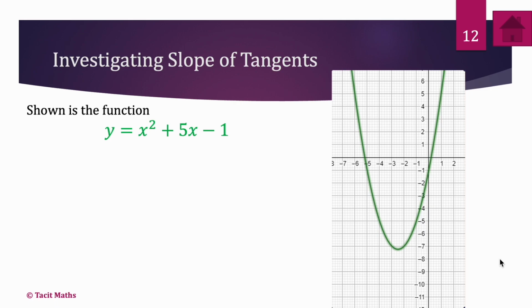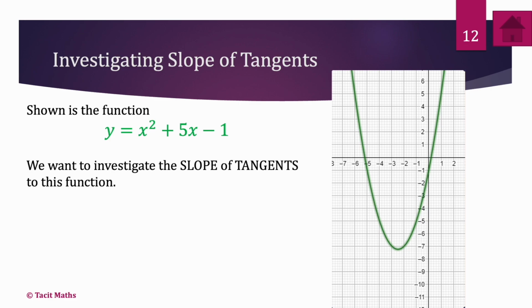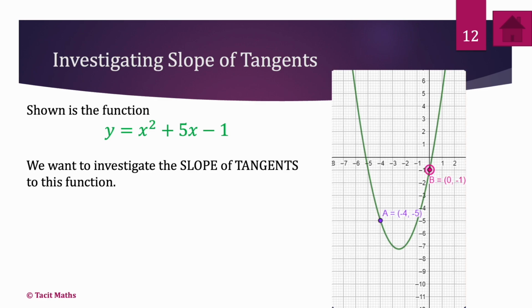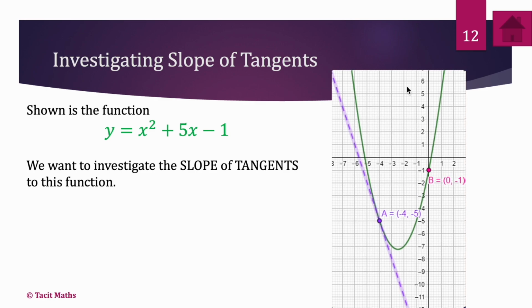And the essential investigation here is how, if we draw a tangent to that function, right? So if we pick a point like (-4, -5), and this is a separate point, (0, -1). And if we draw a tangent, so that's what a tangent is, a line that touches the curve at exactly one point. It doesn't go inside the curve. That's what a tangent looks like.